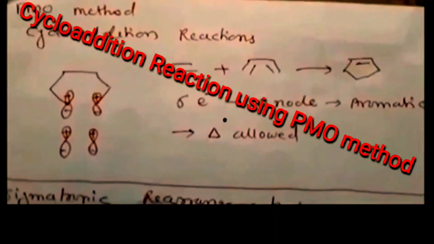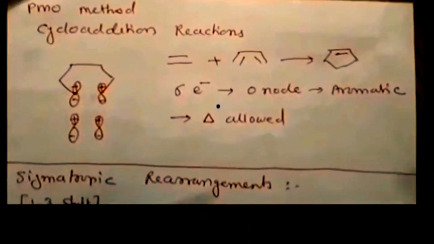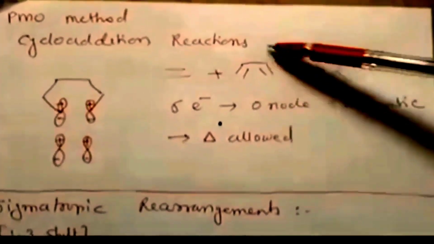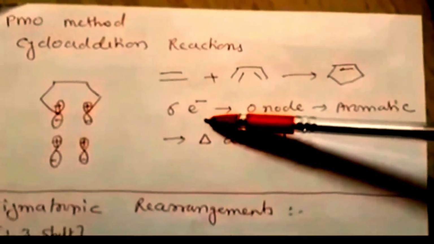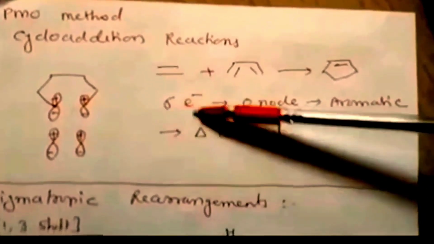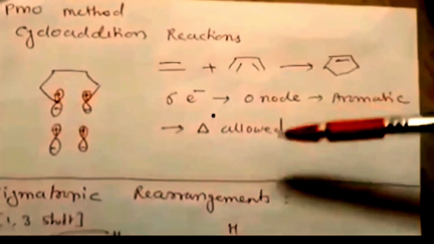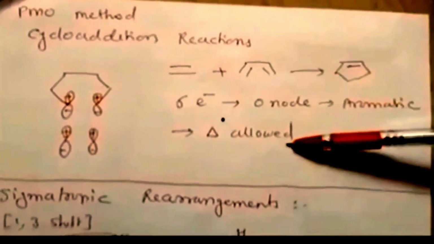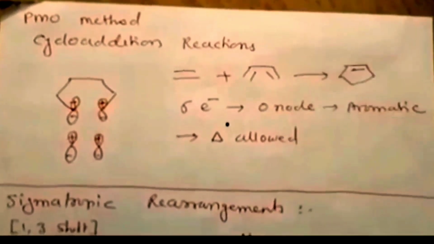Let us discuss how cycloaddition reaction is explained by the PMO method. Now here in cycloaddition reaction, as you know, this is the Diels-Alder reaction. Ethylene plus butadiene gives cyclohexene. So here 4 plus 2, so a total of 6 electrons are involved. 6 electrons means according to 4n plus 2 pi electrons, this system is aromatic, 0 node. Since the system is aromatic, that is nothing but thermally allowed. So in this way, the Diels-Alder reaction is thermally allowed, which is the same conclusion as that of the correlation diagram and FMO method.